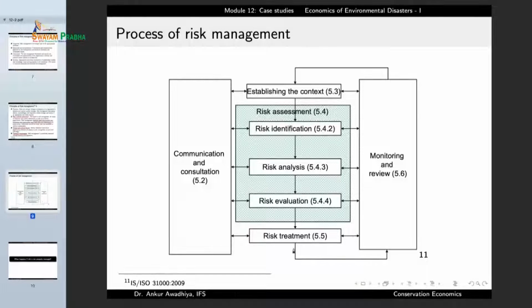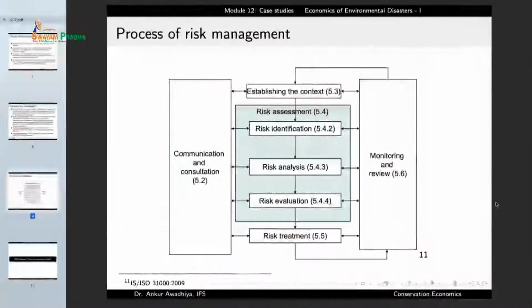And then we make a strategy for risk treatment. How are we going to reduce this risk? And in all these processes, there is a continuous communication and consultation with the stakeholders. Because remember, we cannot take decisions on behalf of others. You have to incorporate every stakeholder in all the steps of risk assessment and risk management. So there is a continuous process of communication and consultation.